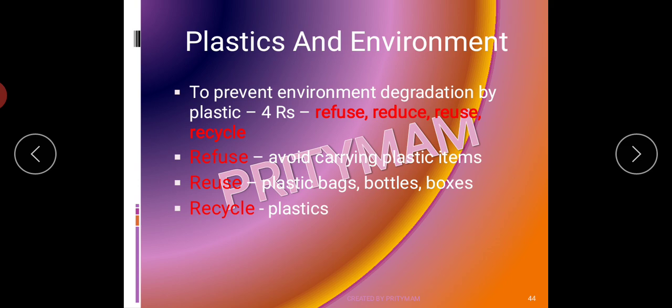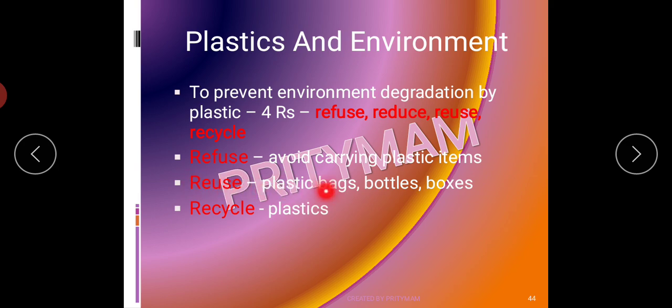So what should be done to prevent all this? To prevent the environmental degradation by plastics, we should adopt the 4 R's. Which are the 4 R's? Refuse, reduce, reuse, and recycle. Avoid using plastic items as far as possible. We can carry steel lunch boxes and metal pencil boxes instead of plastic ones. Use cotton or jute bags instead of plastic ones.